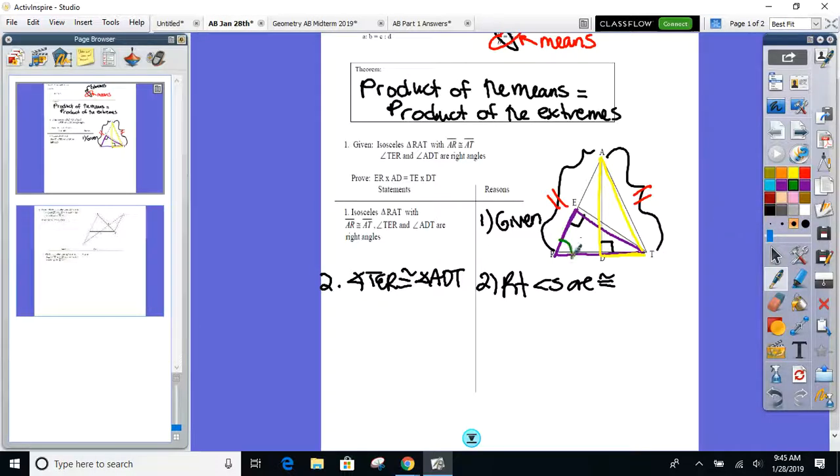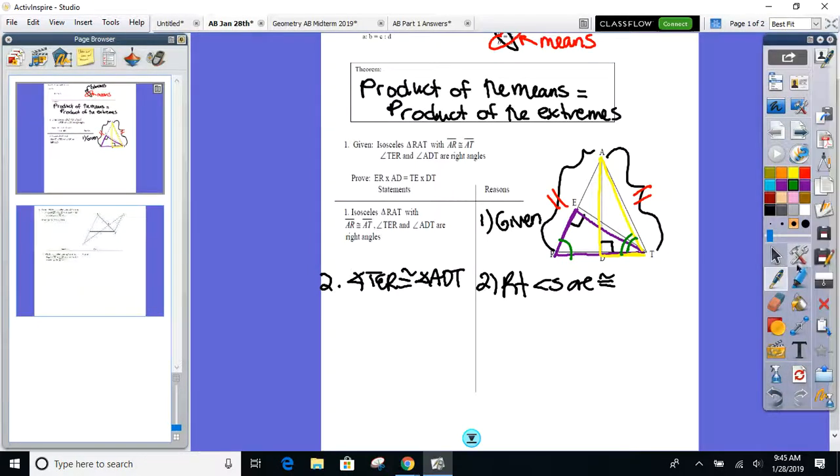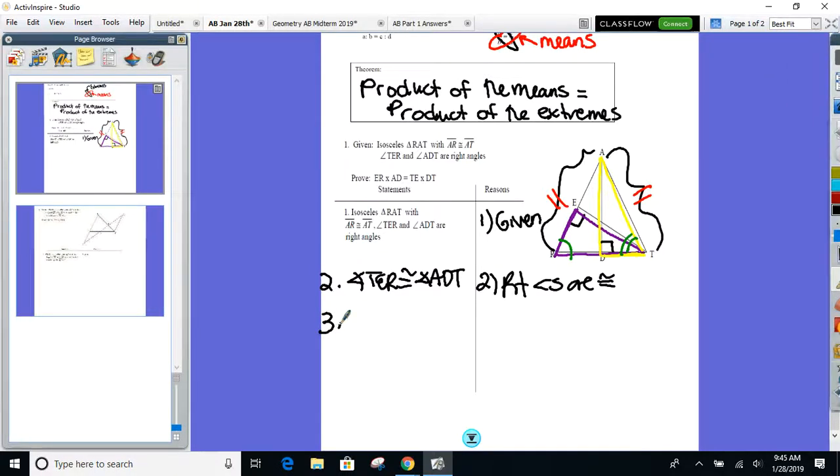Okay, I like angle R. I don't like you saying angle T, though. ATR. Everyone see those two? All right, I'm going to ask somebody in a second why. So angle R is congruent to angle ATD.